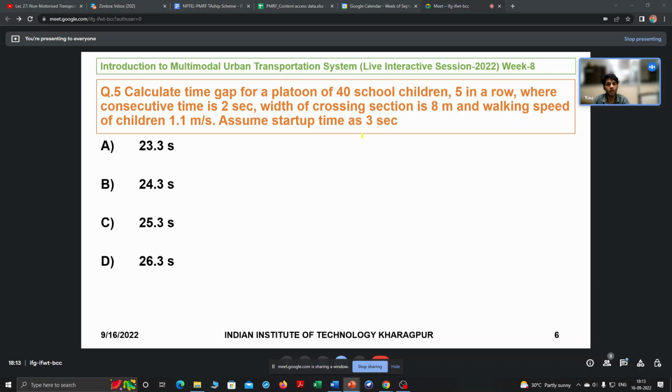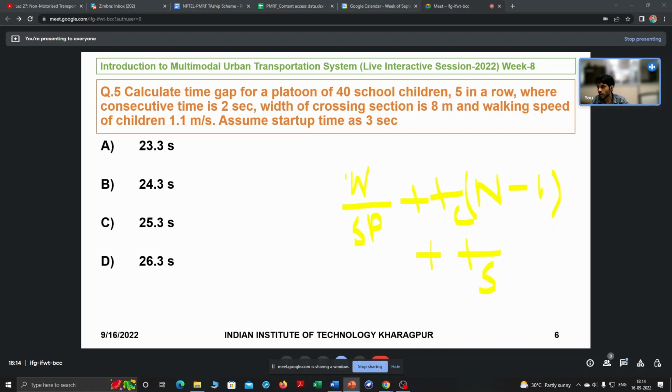If you know the formula, it is very easy to calculate, right? So what is the time gap formula? Time gap is the width of road divided by the speed of pedestrian, plus the consecutive time TC into (n minus 1). N is the number of rows, and then plus your startup loss time.